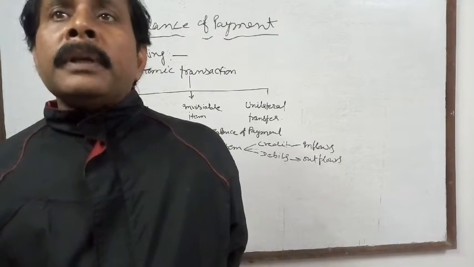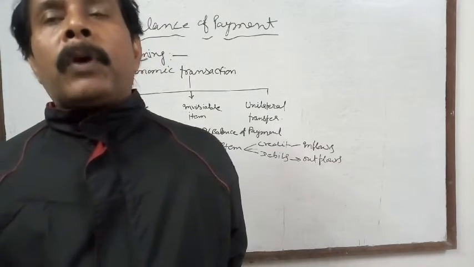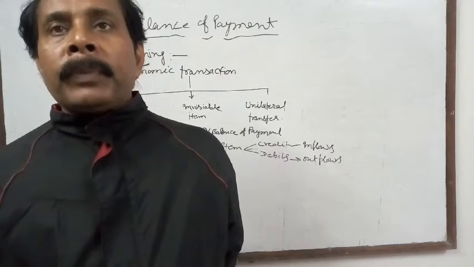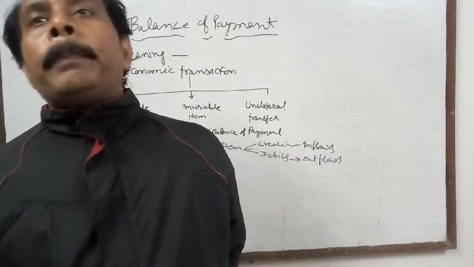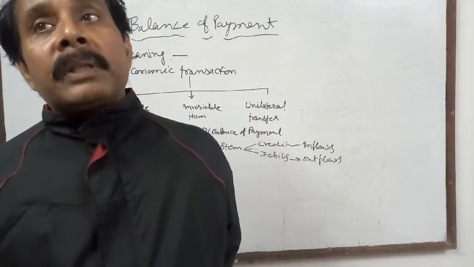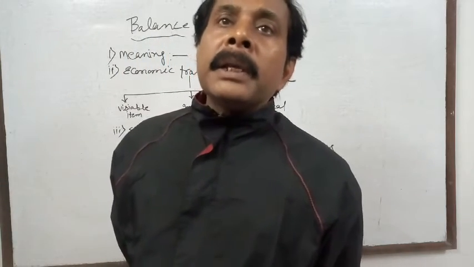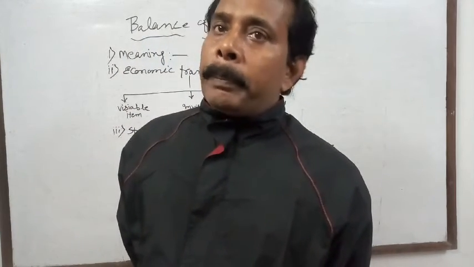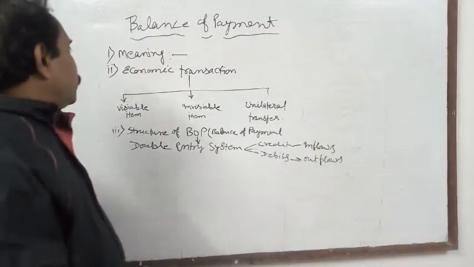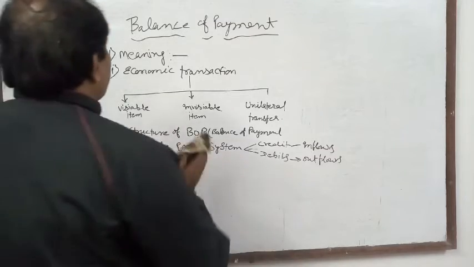Second is the surplus. So when the receipts of foreign exchange are more than the payments of foreign exchange, that is known as surplus BOP. And what is the deficit? Just the opposite. When receipts of foreign exchange are less than payments of foreign exchange, that is known as deficit BOP. Is it clear? Now, next point is the meaning of balance of trade.